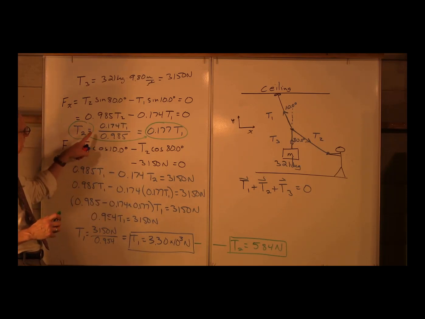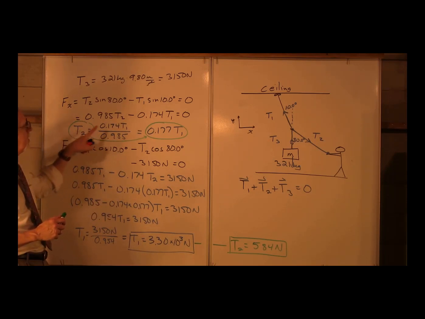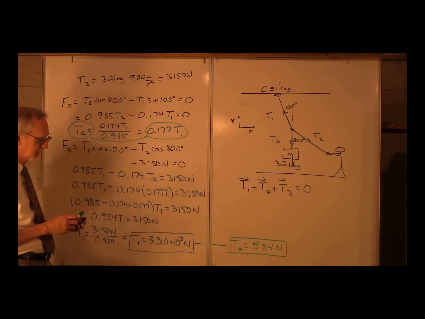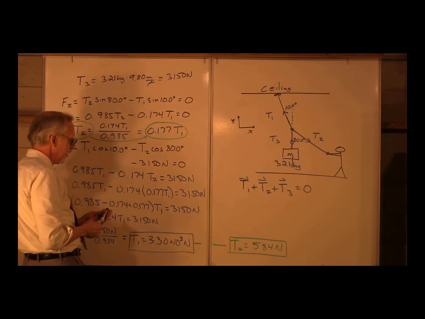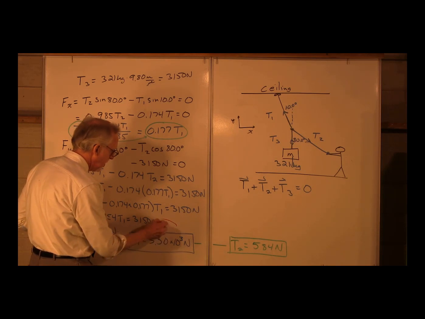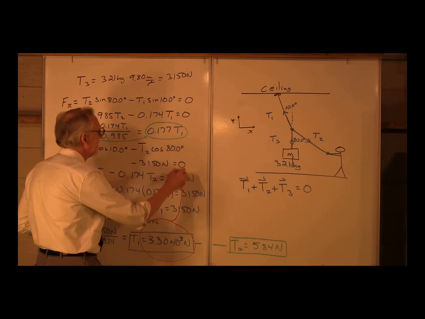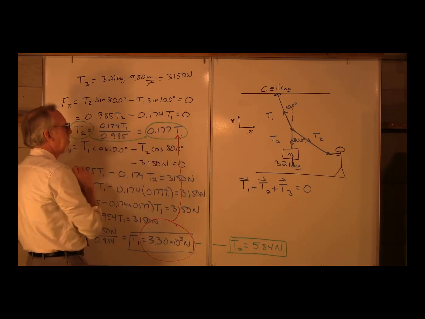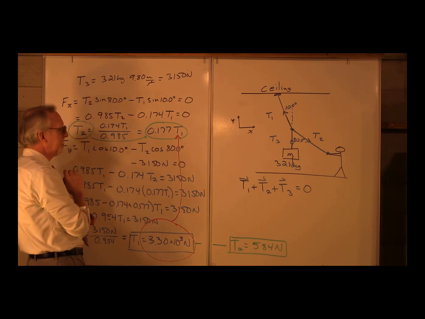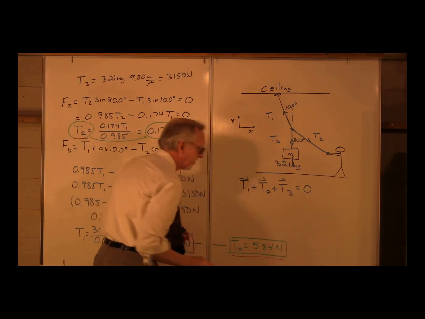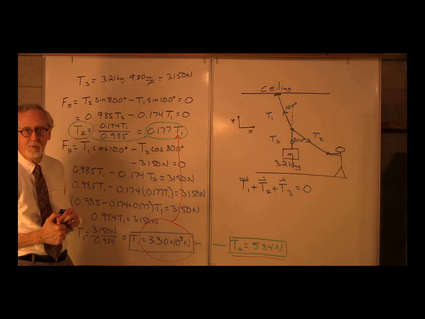Now, let's come back up here. We know that T2 is 0.177 times T1. So if we take this value here for T1 and put it in here for T1, multiply by 0.177, we'll find T2, and T2 is then 584 newtons.